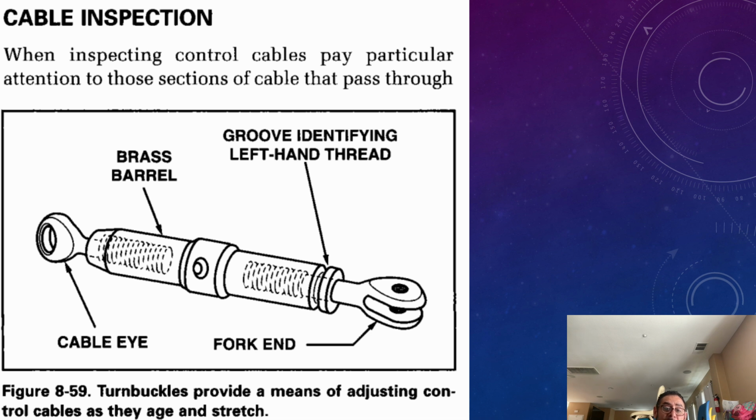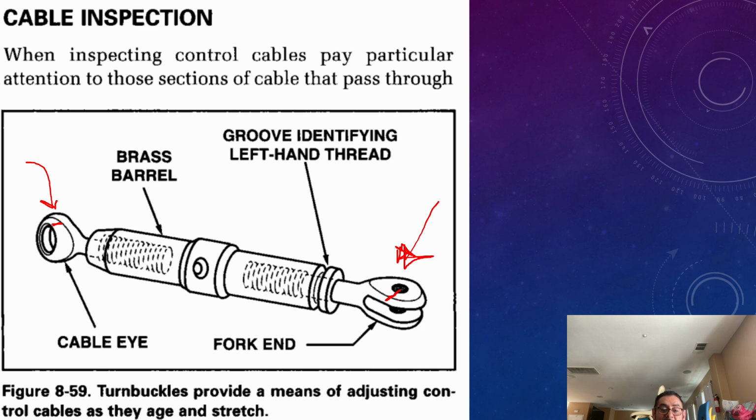Cable inspection. When inspecting control cables, pay particular attention to those sections of cable that pass through all these pulleys and all the mechanisms. So what we're talking about too is the areas where they can become very damaged by use. Okay, so we can have cracks here, you can have cracks over here, right? So you need to be aware and mindful of that. The fork end and the cable eye.